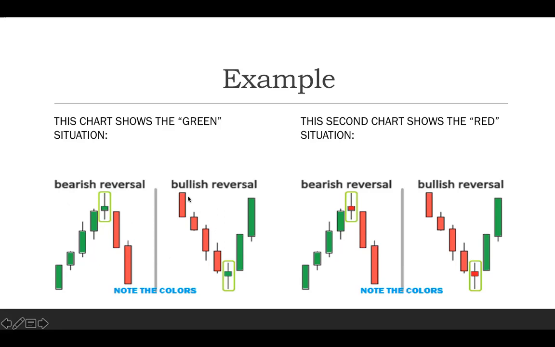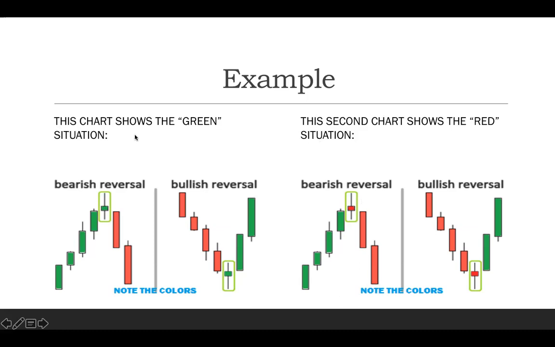On the other hand, look at this here. The market is coming down for the bears, it's coming down, it's coming down. And then we see this reversal. We see this spinning top being formed. What happens? The market changes direction. Likewise here, the second chart shows the red situation.